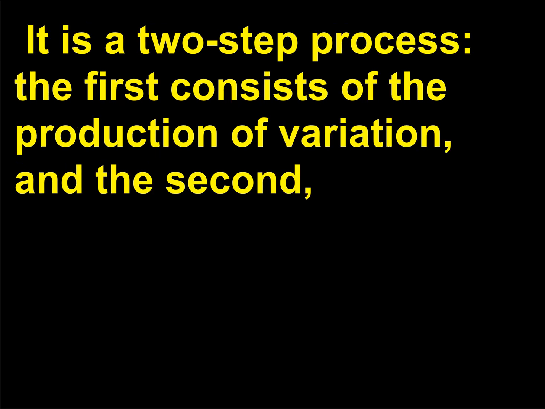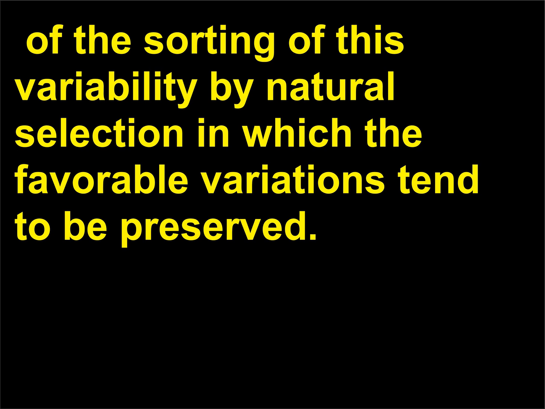It is a two-step process. The first consists of the production of variation, and the second of the sorting of this variability by natural selection, in which the favorable variations tend to be preserved.